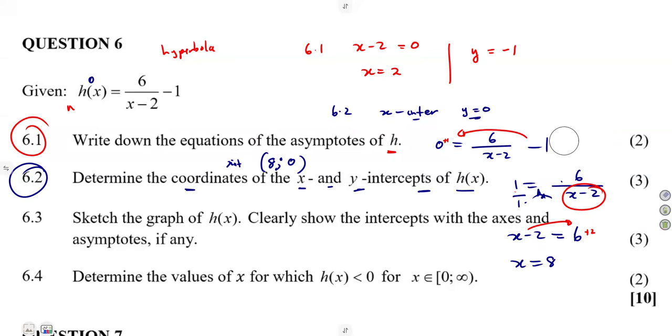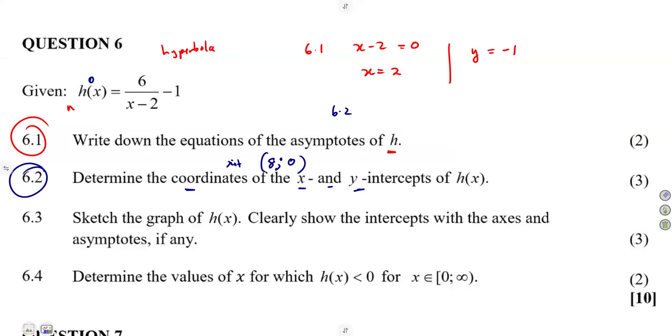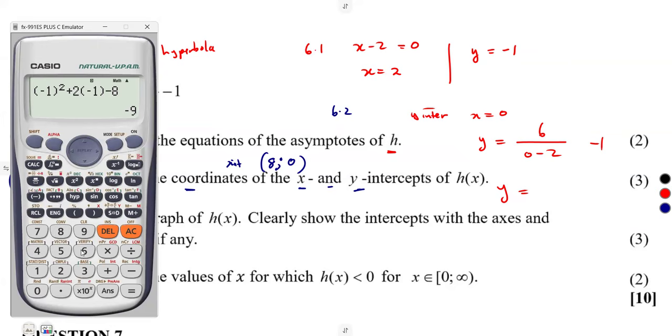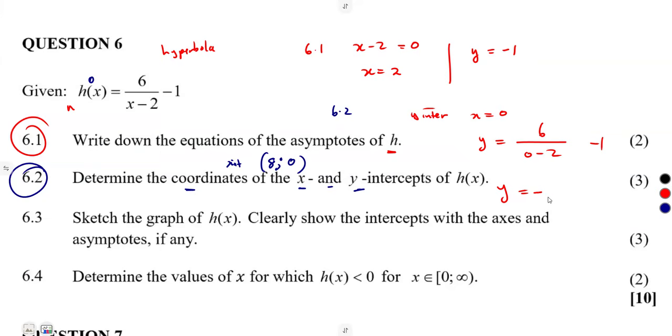Moving on to the y-intercept. For the y-intercept, simply substitute x being equal to 0. So place a 0 in place of x. So y is equal to 6 over 0 minus 2, minus 1. That was going to give us the value of y there: 6 over 0 minus 2, then we're going to subtract 1. So that's a negative 4.